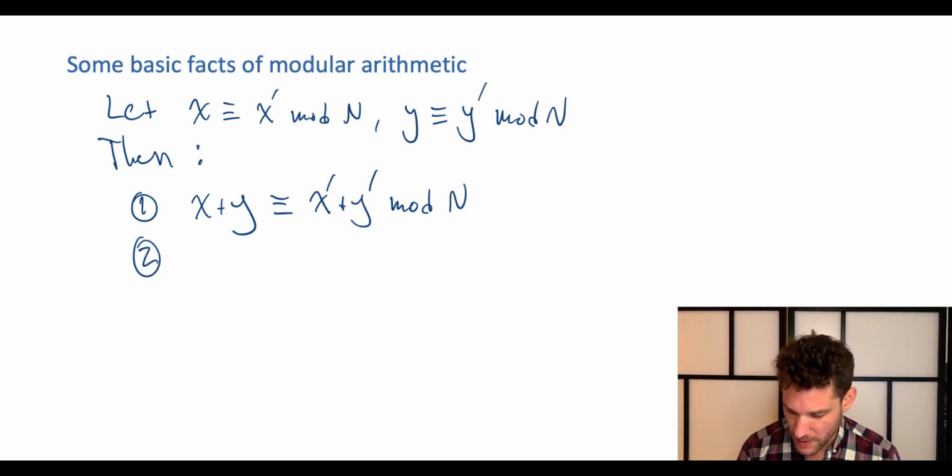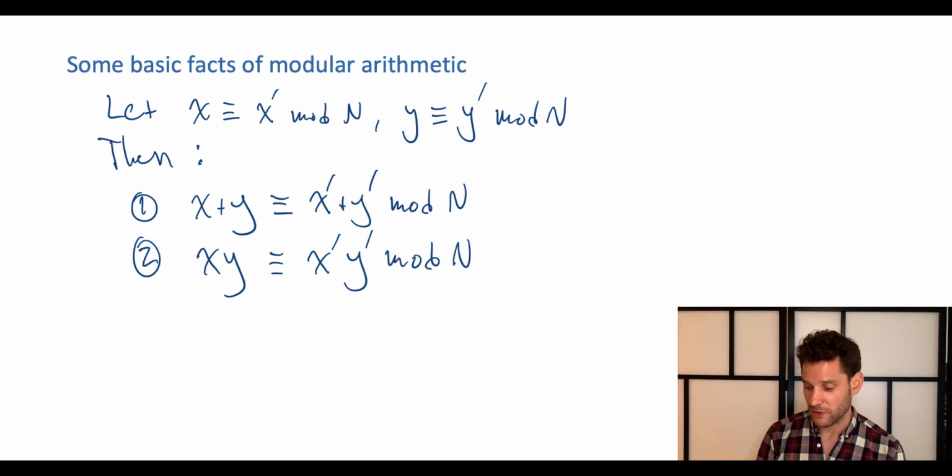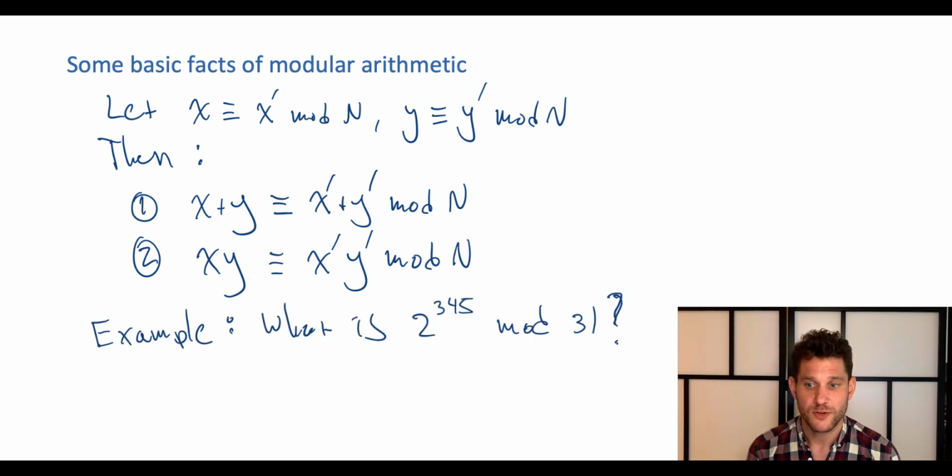Similarly, x times y is congruent to x prime times y prime mod n. Multiplication, this congruence modulo n property, holds true when you multiply numbers that are congruent. So these two facts are actually useful to help us compute things in modular arithmetic.